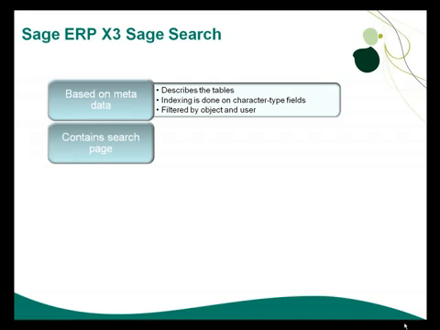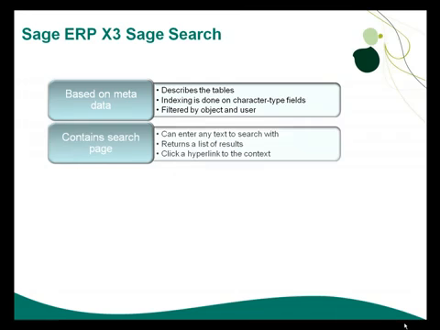Sage Search contains a search page. You can enter any text to search with. This returns a list of results with counts and additional filtering, such as per user, date, company and site, and type of document. You can then click a hyperlink to the context. A more detailed filter might appear at this step.